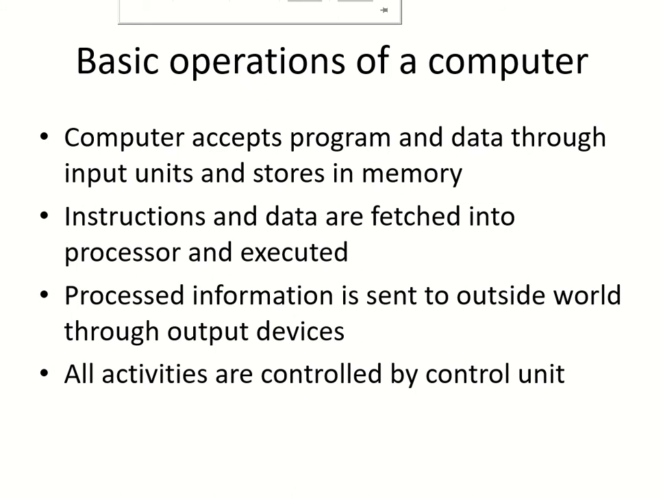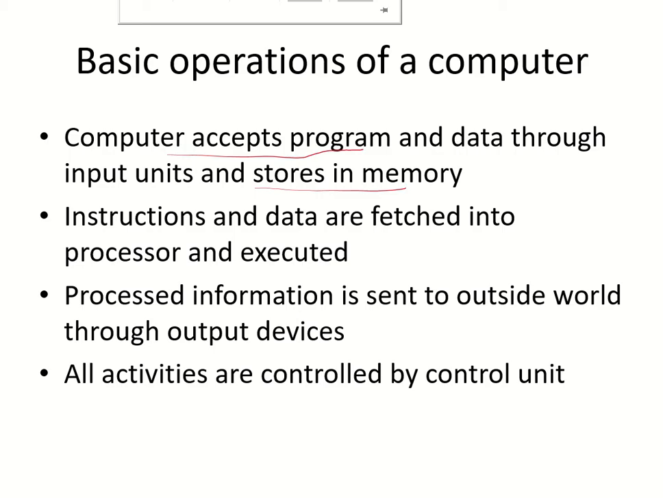In this lesson, we are going to look at the basic operations of a computer. So what does a computer system do? The computer will accept a program through the input unit and store it in the memory. The program is the sequence of instructions which tells the system what task has to be performed.